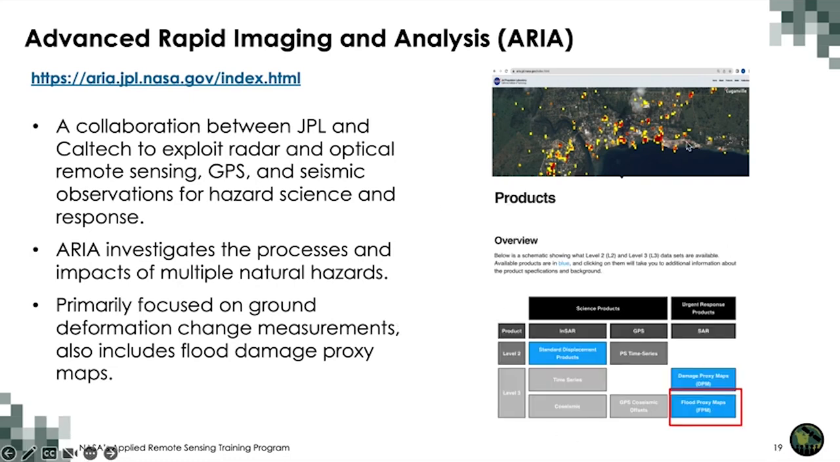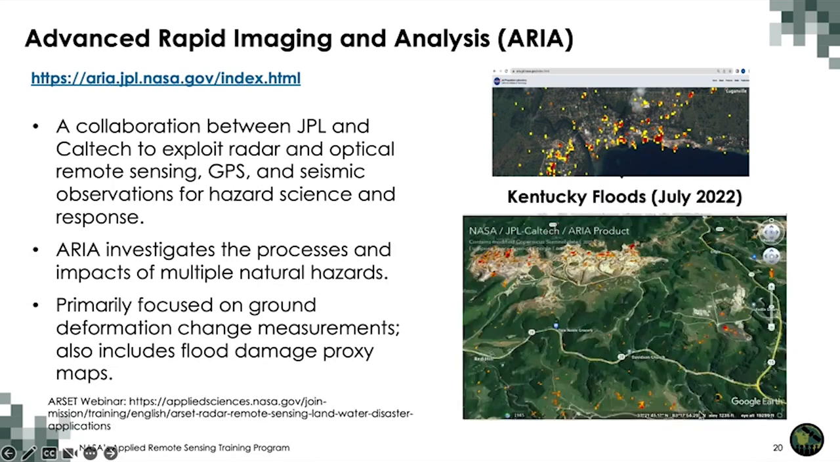If you go to the ARIA website, you will see products overview. And if you go to urgent response products, flood proxy maps are available there. And when you go to those maps, you can find flood cases seen by satellites. Here is an example for Kentucky flooding in 2022. All the shaded region in yellow, orange, and red, they show surface water or flood water in this region.